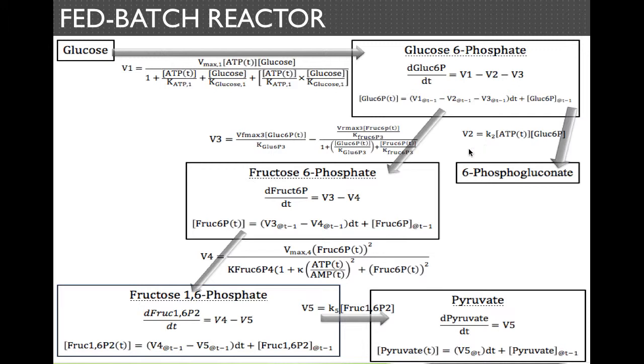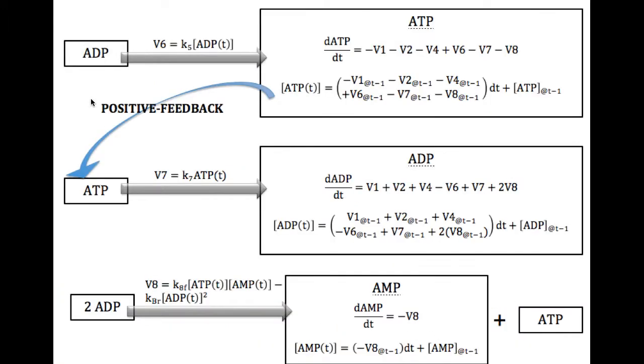Once that is converted, fructose 6-phosphate is converted into fructose 1,6-phosphate, and the reaction rate of that conversion is shown right here. Fructose 1,6-phosphate's concentration equation is shown right here. When fructose 1,6-phosphate is converted into pyruvate, the reaction rate is shown here, and pyruvate's concentration is shown here.